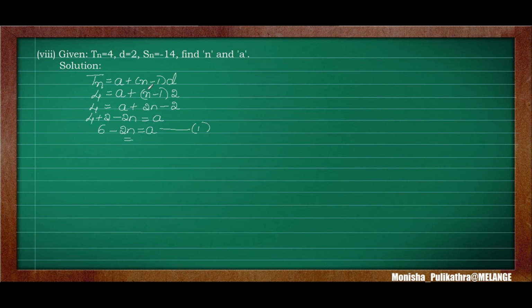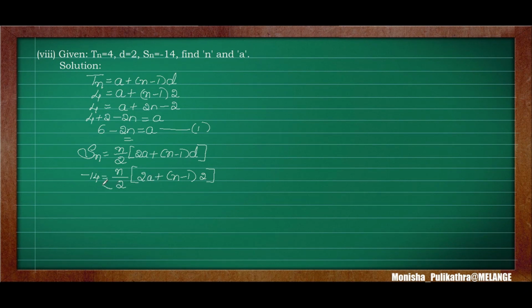So next, since Sn is given here, we can apply the Sn formula. Sn is equal to n by 2 times 2a plus n minus 1 into d. Here the value of Sn is minus 14. So substitute minus 14 in the place of Sn. So n, write as it is. Next, 2a plus n minus 1 into d, which is 2. Since they have given a value, a is 6 minus 2n, we have already found out. So we can substitute 6 minus 2n in the place of a.